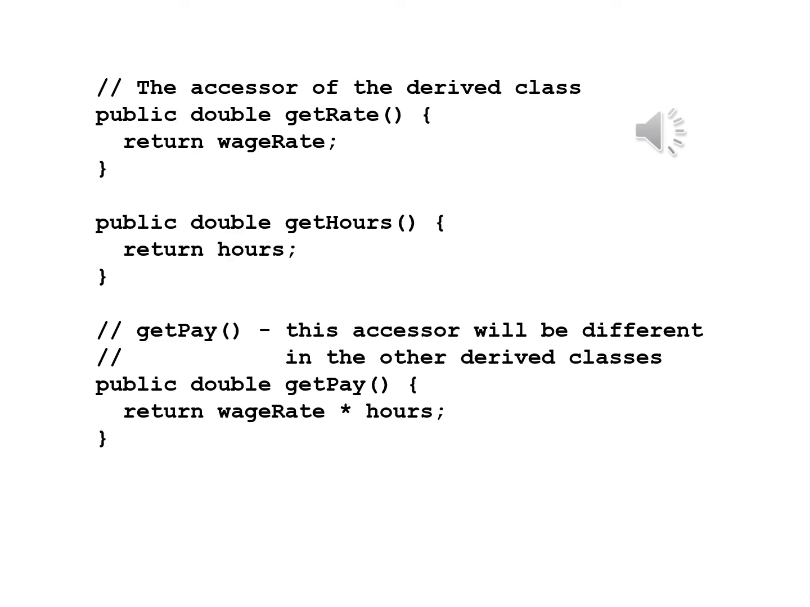We see here the first two accessors, public double getRate, which will return wageRate, and public double getHours, which will return hours. And getPay, this accessor is a bit different because what it's returning is something that is not actually a property of the derived class. It is a value that we can find directly from its two private properties. Public double getPay, and it will return wageRate times hours.